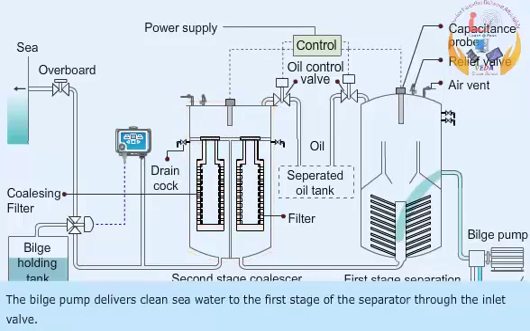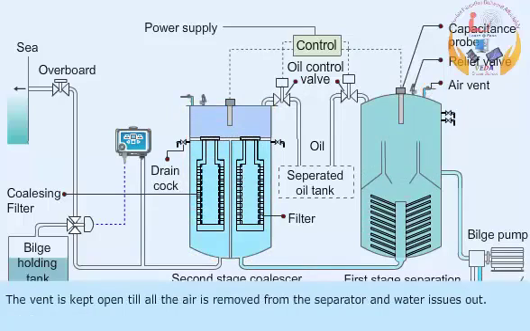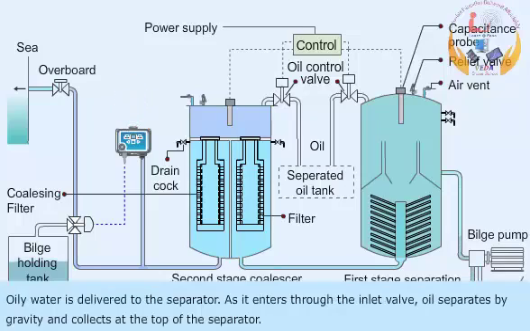The bilge pump delivers clean seawater to the first stage of the separator through the inlet valve. The vent is kept open till all the air is removed from the separator and water issues out. Oily water is then delivered to the separator.